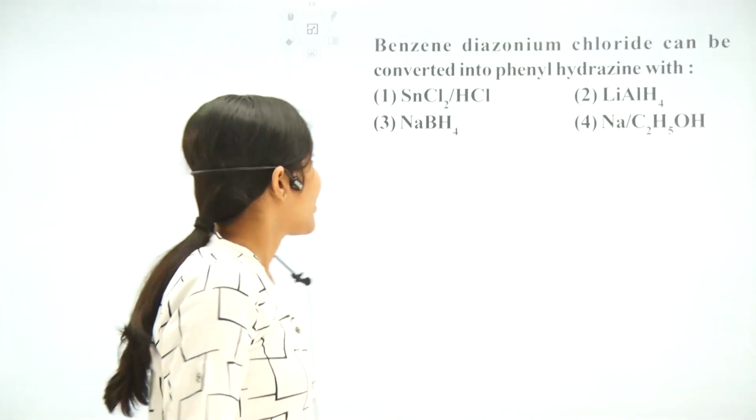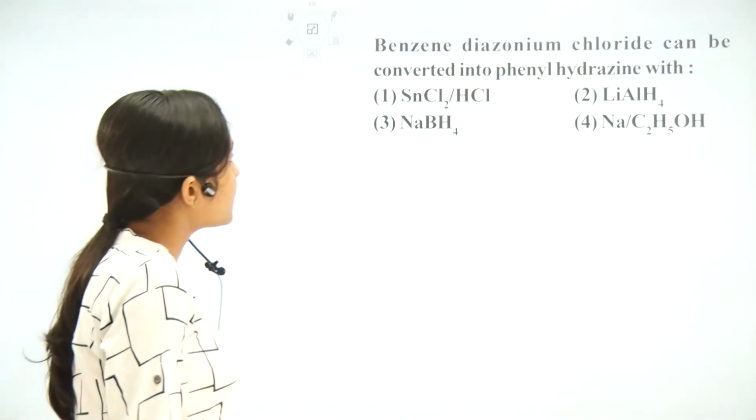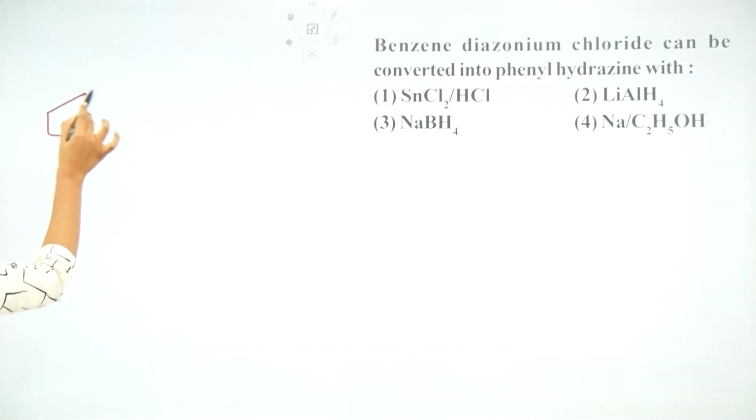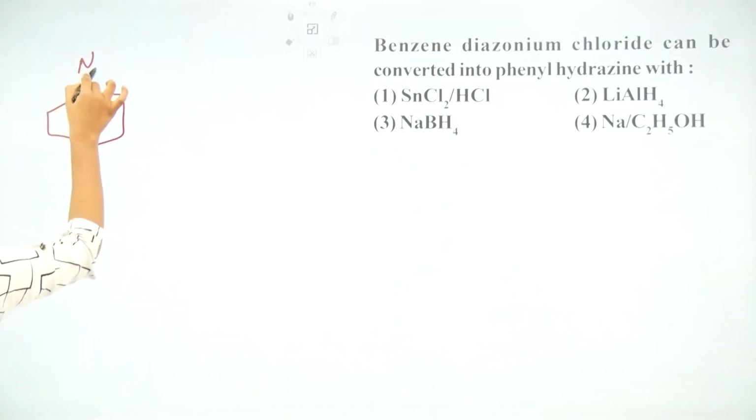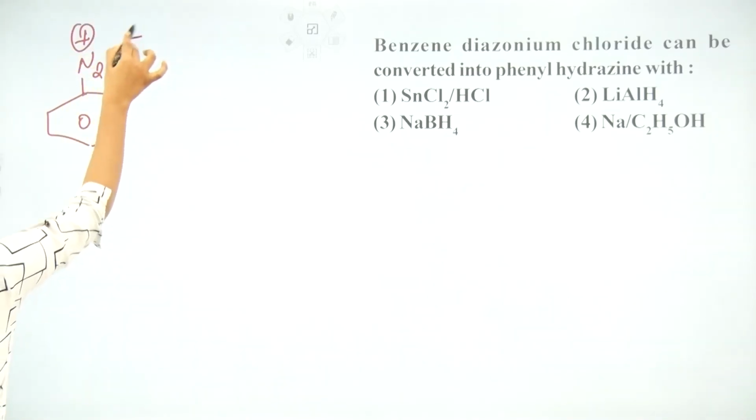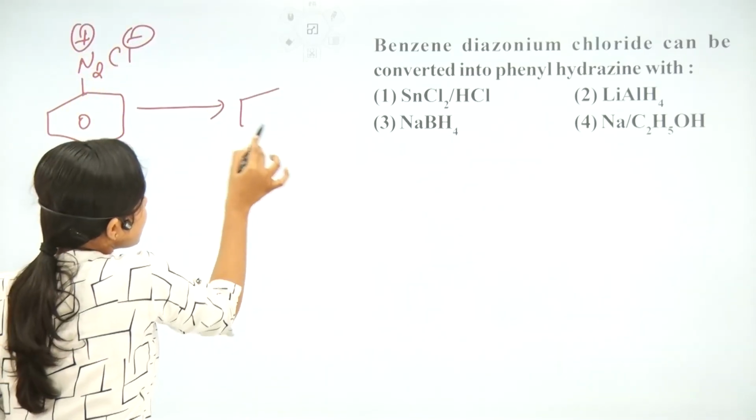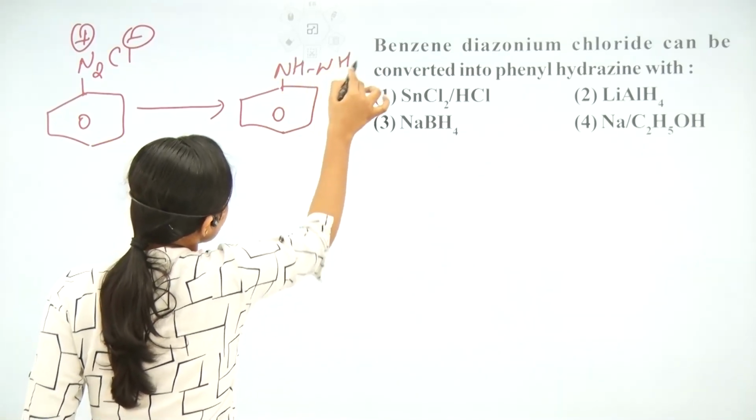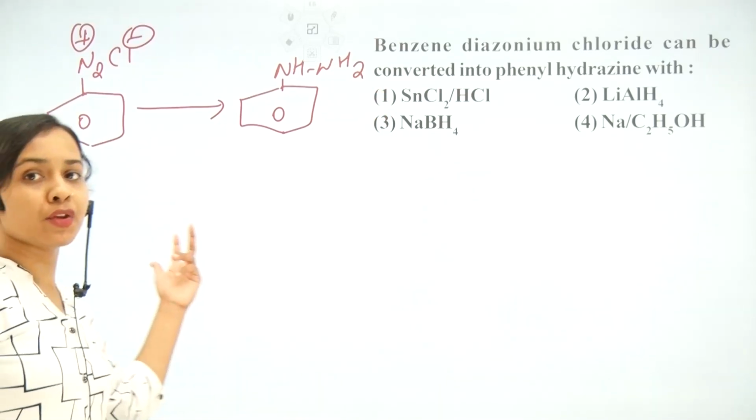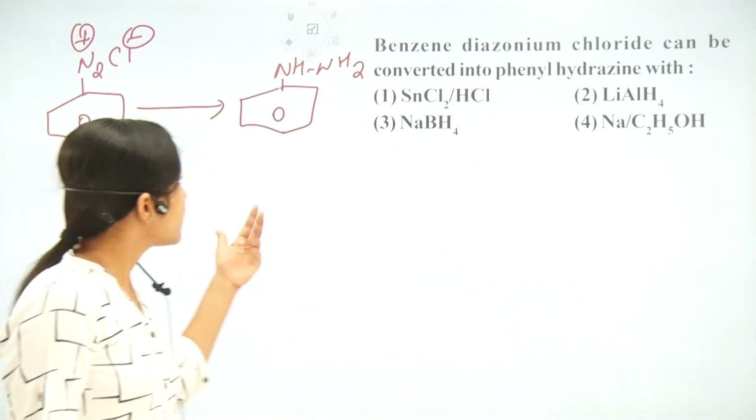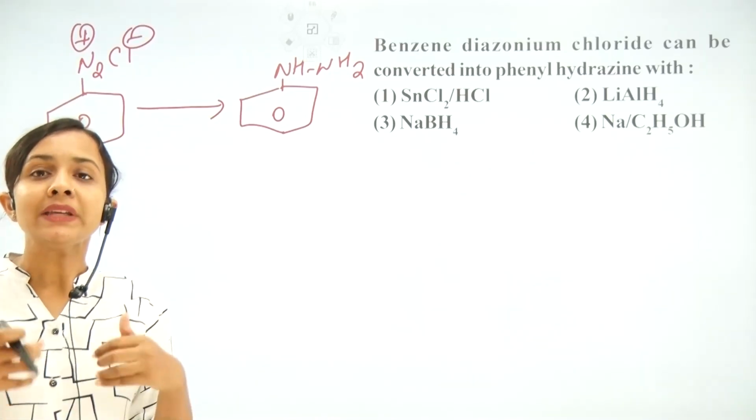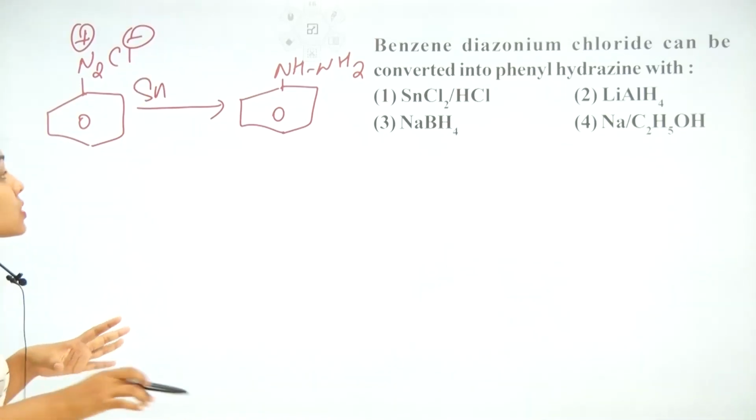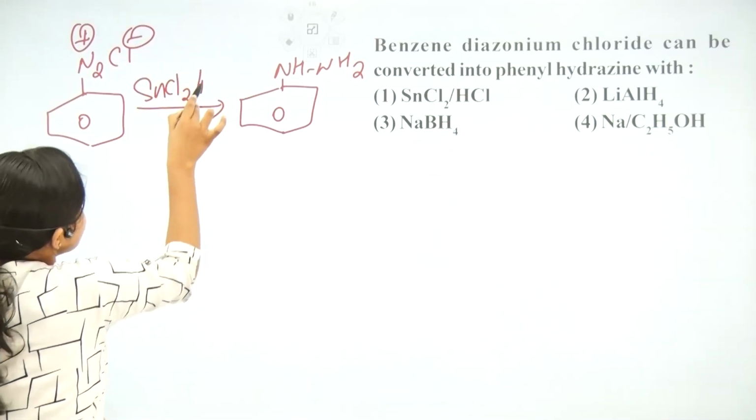Hello dear students, so our next question is benzene diazonium chloride can be converted into phenyl hydrazine with. So here we have benzene diazonium chloride, and it will be converted into the phenyl hydrazine. Okay, so which reagent can convert this benzene diazonium chloride into the phenyl hydrazine, right? So here only one reagent can convert this conversion. So this is SnCl2 HCl.